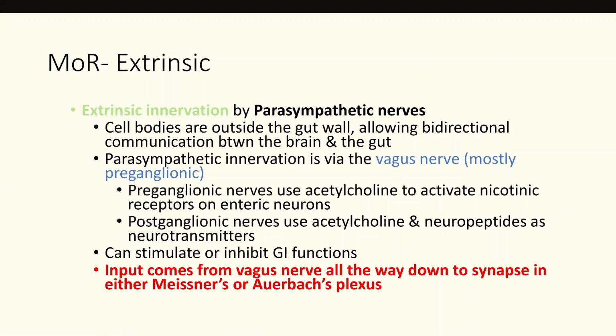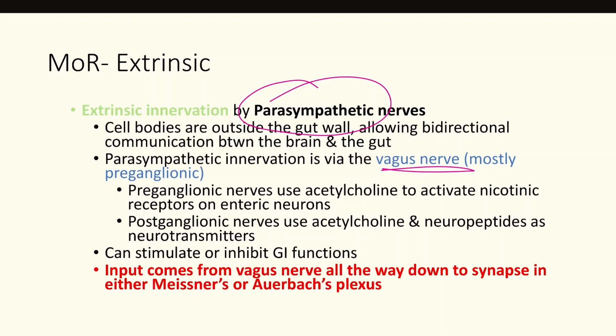Extrinsic innervation is also by the parasympathetic system. This is from the vagus nerve. Remember, the vagus nerve goes all the way from the brain, all the way down the body, down to the splenic flexure, where it innervates the whole thing. So it's one long nerve that goes all the way from the brain all the way down. So that's one major one.